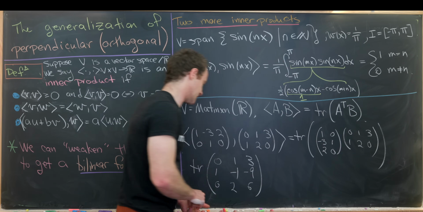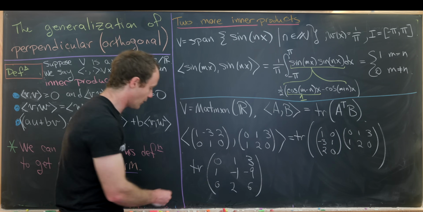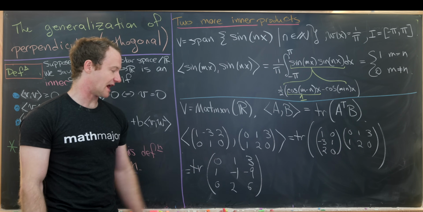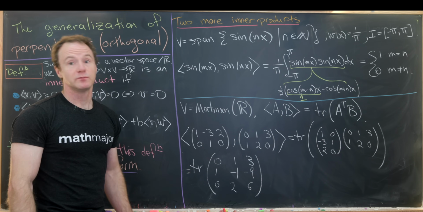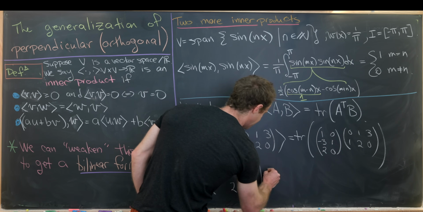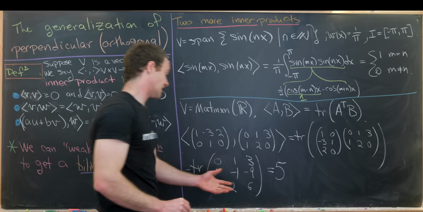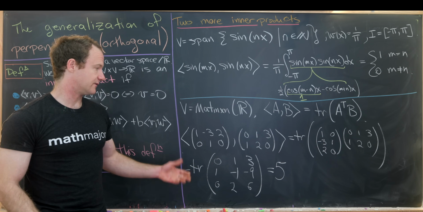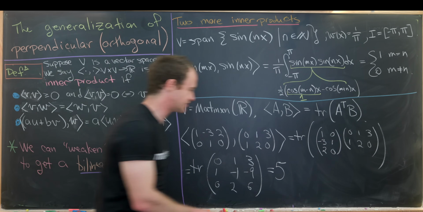So from that product, like I said before, the trace is just the sum of the diagonal elements. 0 plus negative 1 plus 6 is 5. So that's our trace, or that's the inner product of these two matrices.